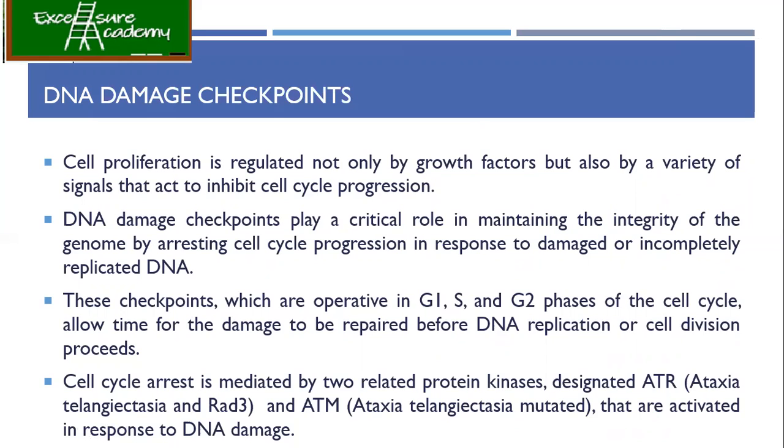So DNA damage checkpoints: cell proliferation is regulated not only by the growth factors but also by the signals that act to inhibit the cell cycle progression. So it is important to inhibit the cell progression in order to prevent becoming cancerous. DNA damage checkpoints play an important role in maintaining the integrity of the genome by arresting the cell cycle progression. They are operative in G1, S and G2 phases of the cell cycle.